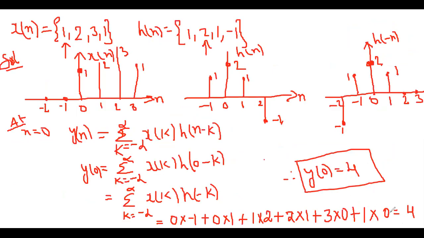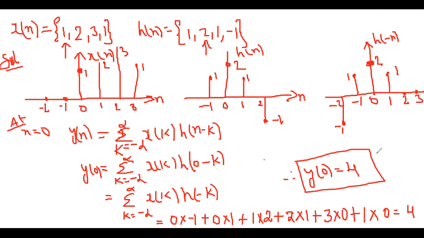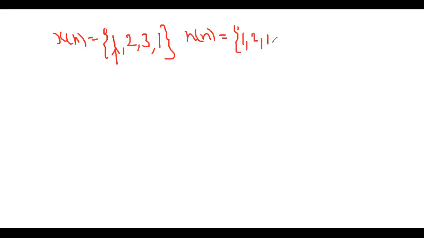And what I said, the x of n has values starting at 0, the arrow mark. What are the x values? 1, 2, 3, and 1. These are the values we are given for x. The h of n values given are 1, 2, 1, and minus 1. So listen carefully, my dear students.